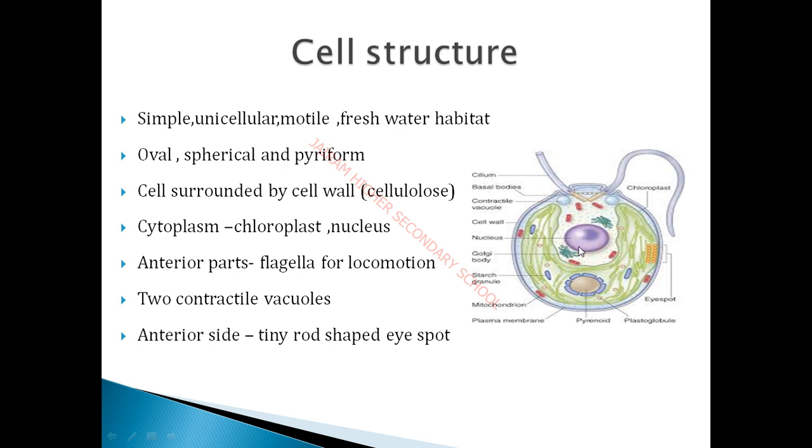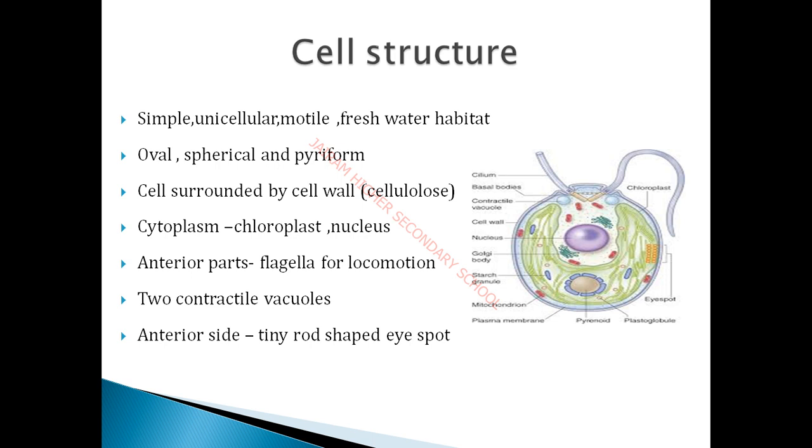So in the anterior part you can see flagella for locomotion. A whip-like structure, like in the bacterial cell we saw, bacterial cells also have a whip-like structure for the locomotion of bacteria. In the same way, here in algal cells we have a whip-like structure called flagella. It is meant for locomotion, that is movement.